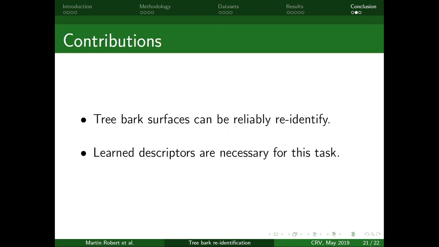With our paper, we show that tree bark surfaces can be re-identified, meaning that we can then track individual trees much more reliably, either in the context of SLAM or for supply chain logistics. And we also showed that Learn Descriptors are necessary for this task.